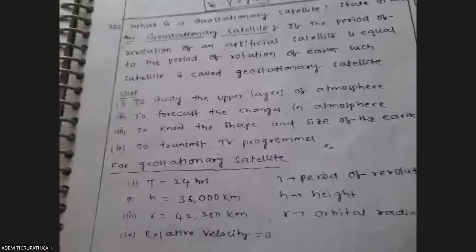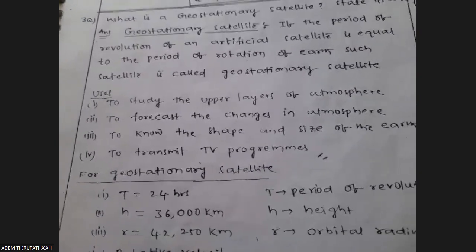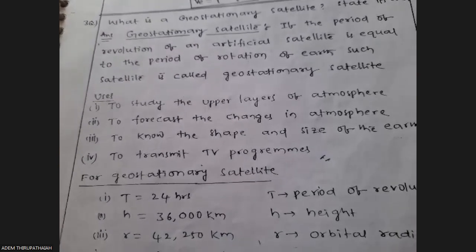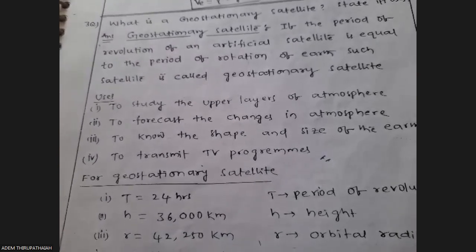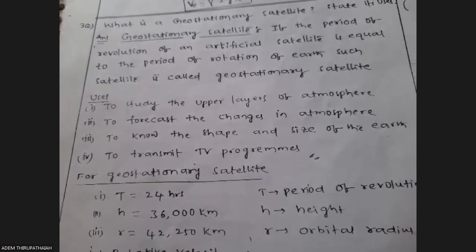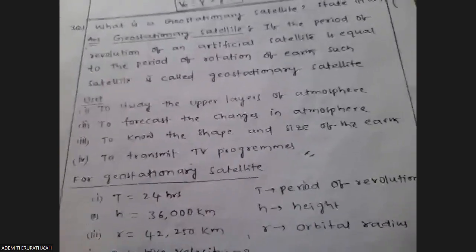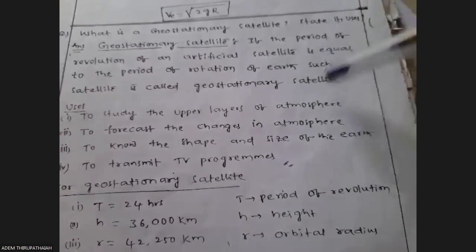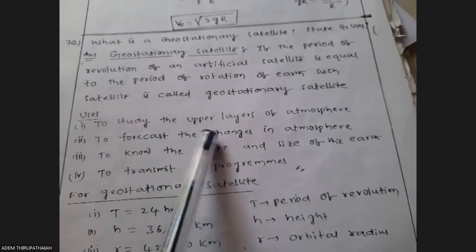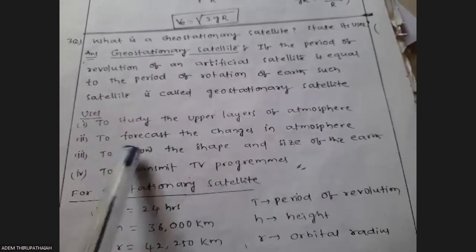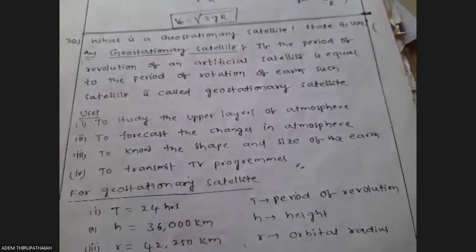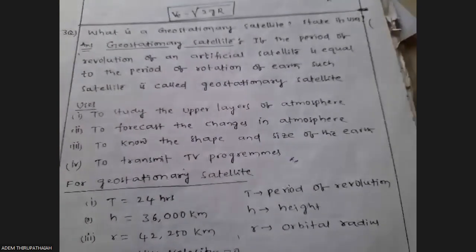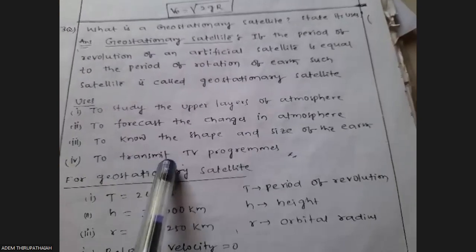What are the uses of a geostationary satellite? To study the upper layers of the atmosphere, to forecast the changes in atmosphere, to know the shape and size of the Earth, to transmit TV programs. Simply, to study the upper layer of the atmosphere, because satellites are used for that.